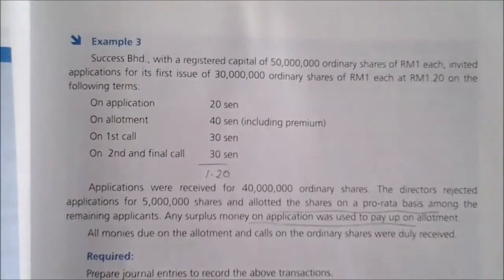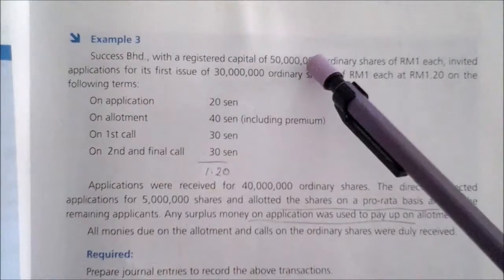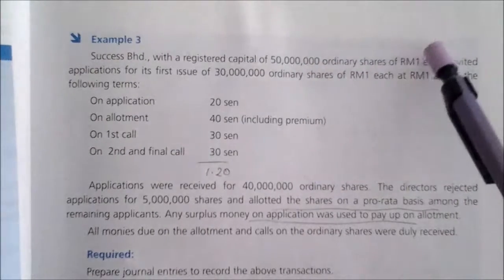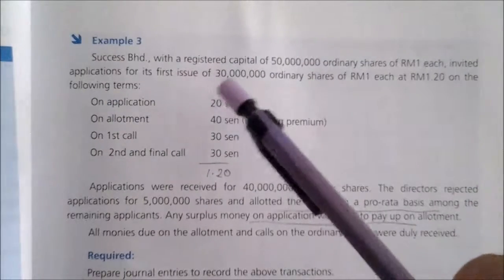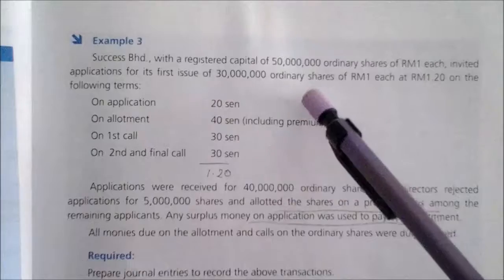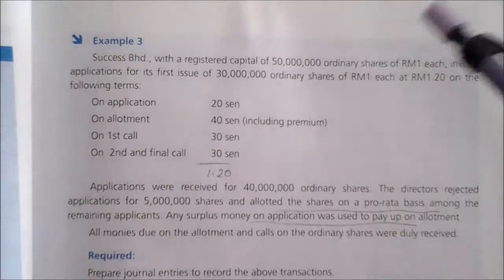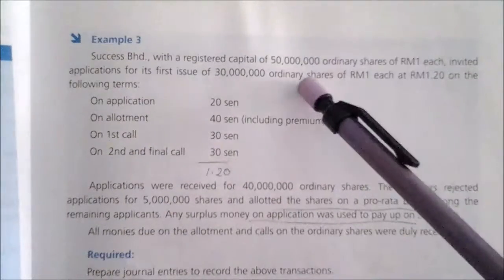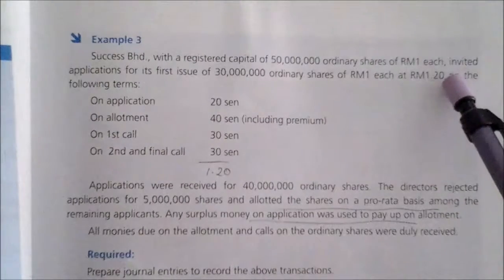In this example, this company has a registered capital of 50 million ordinary shares. The par value is 1 ringgit. But they only want to call 30 million ordinary shares. First issue, that means they only want a capital of 30 million. The other 20 million might be called later when they need the money. For the time being, they need 30 million. So they were offered at $1.20.